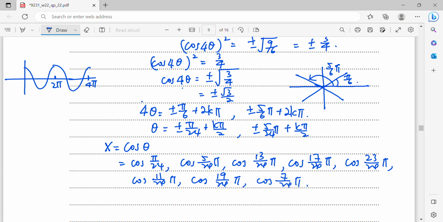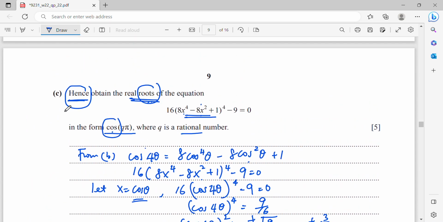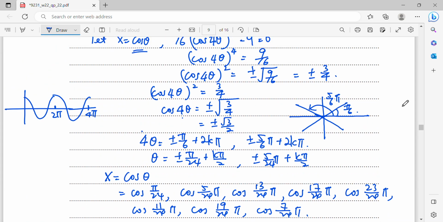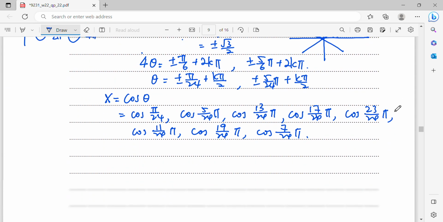Okay, so these are the solutions for question C. All right, so let's move on to the next question, number 6.